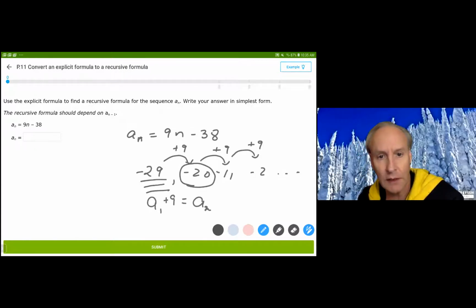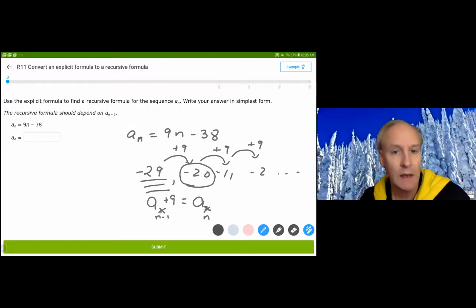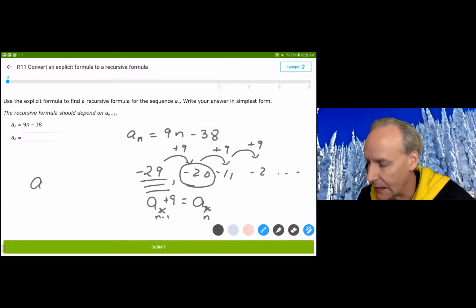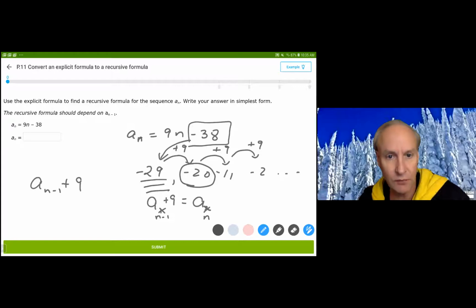For our formula, we're putting the n here, and we're doing the term that came before, which was n minus 1. So that's really what's happening. It's a_(n minus 1). It's the term before, and then I just add 9 to it. And I just keep doing that over and over again. I don't have to worry about this number because it's automatically taken care of by the fact that the negative 29 is the first term, and I already know it.